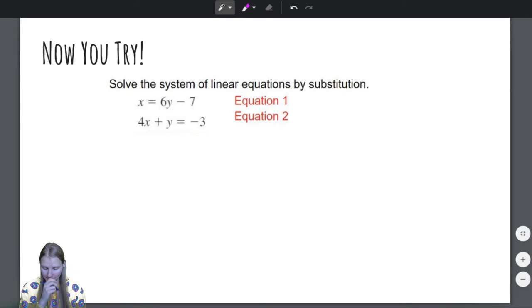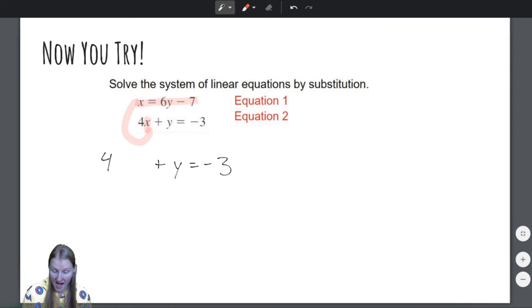Alrighty, so remember, step 1 says to get x or y by itself. Get x equals or y equals. And I already have x equals 6y minus 7. So I can plug that in for x. And I'm going to do just that. I have 4 times x plus y equals -3. And instead of writing x, I'm going to write 6y minus 7.